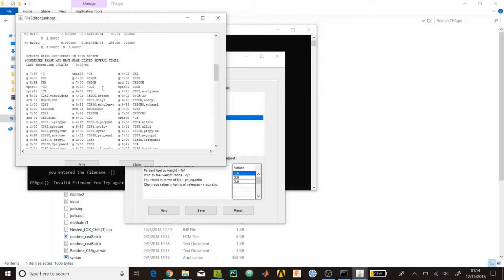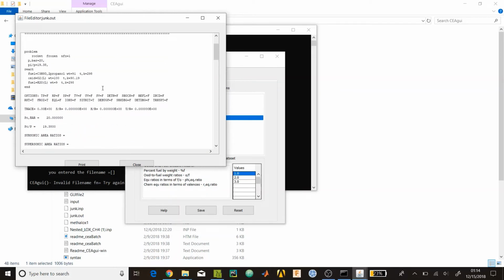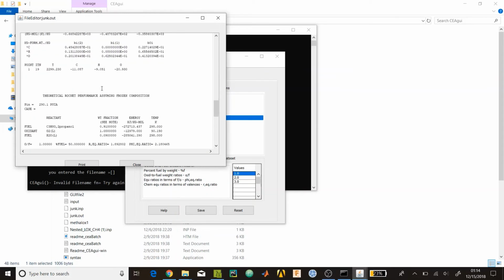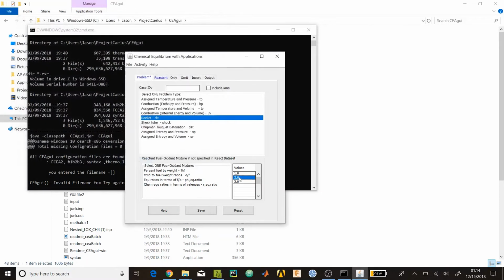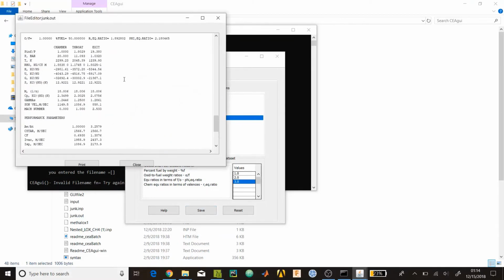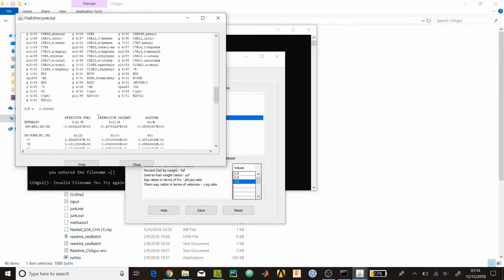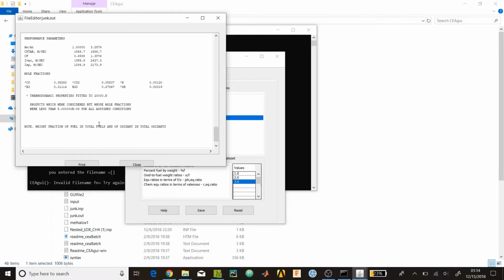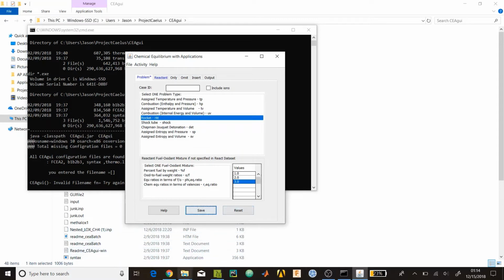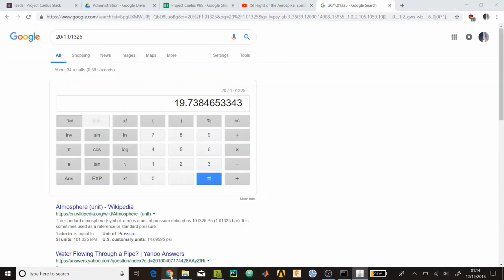Actually, I have no idea why I only calculated one of the values. I think I didn't press save or something. Let's just go ahead and execute that again. That's odd. Well, I'll be back when I figure it out, I guess.